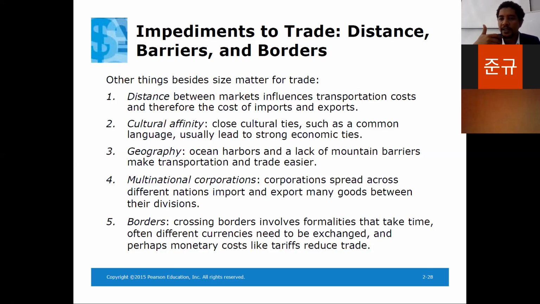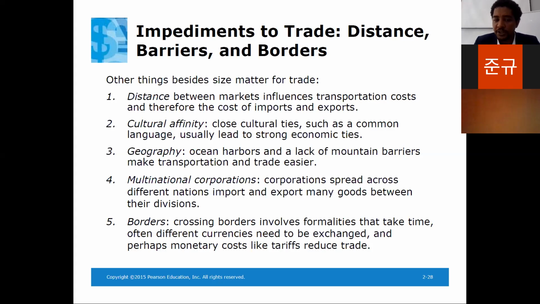So we say this company is now a multinational corporation because it is operating outside its borders. The parent company could be in Korea, but this company has its branches or companies in Africa and Europe. So we say it is a multinational corporation. And if a company is a multinational corporation, then selling its products to nearby countries will be easy. Corporations spread across different nations import and export many goods between their divisions.